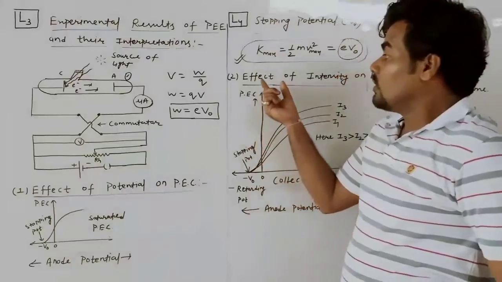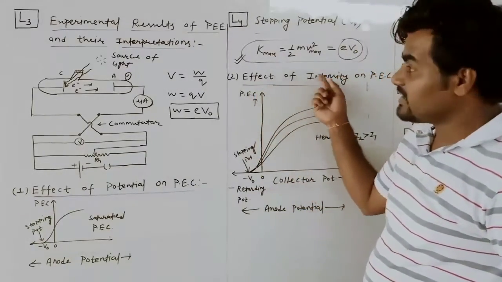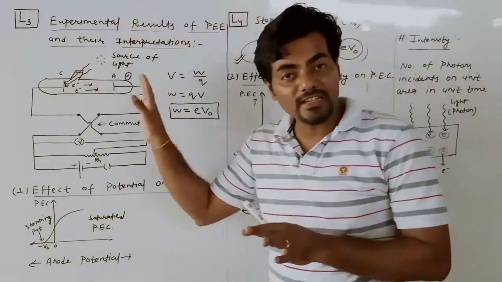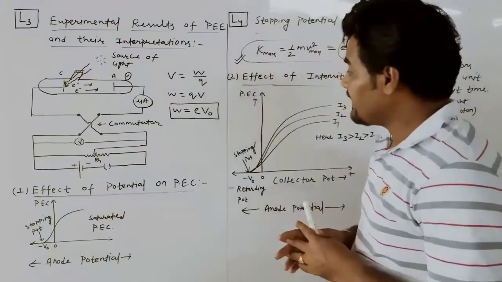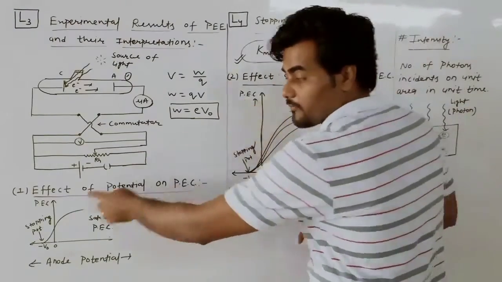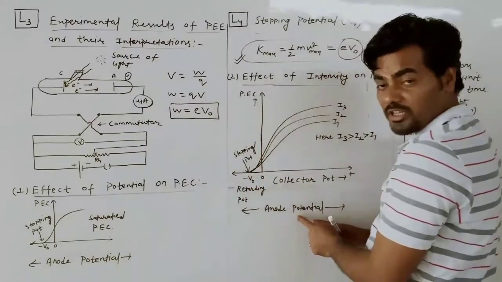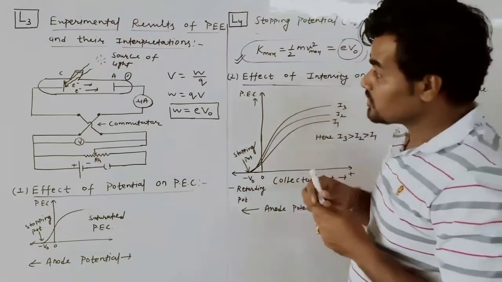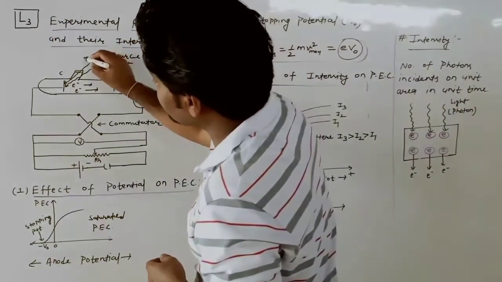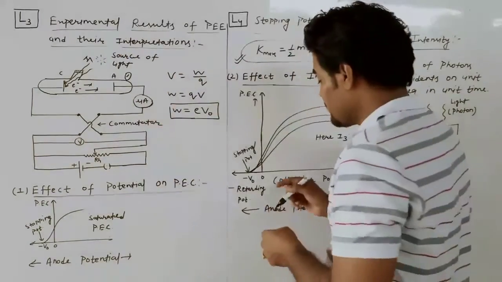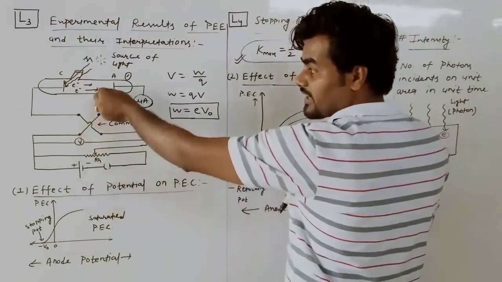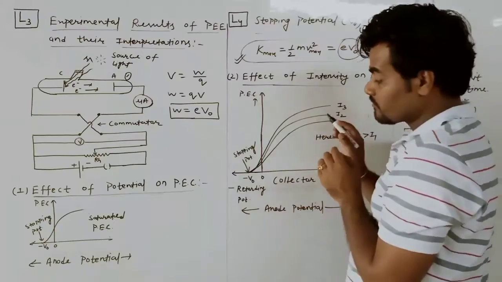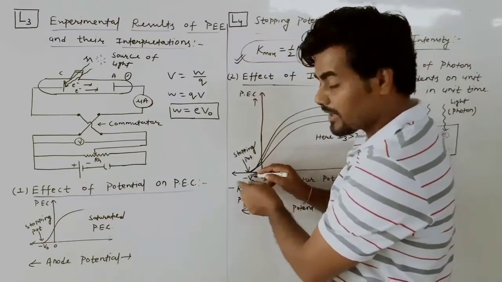Now, in order to study the effect of intensity of the light on the photoelectric current, we keep the frequency at a certain constant value and plot the graph between photoelectric current and the anode potential for different values of the intensity. Suppose initially I have made the intensity equal to I1. Now at zero anode potential current is noted, at 1 volt current is noted, 2 volt current is noted, hence this graph is obtained. By applying negative potential this part of the graph is obtained.